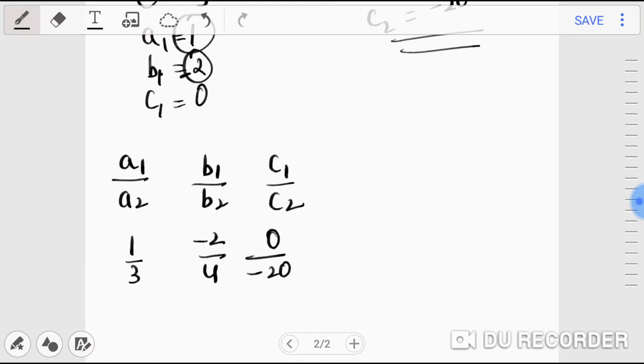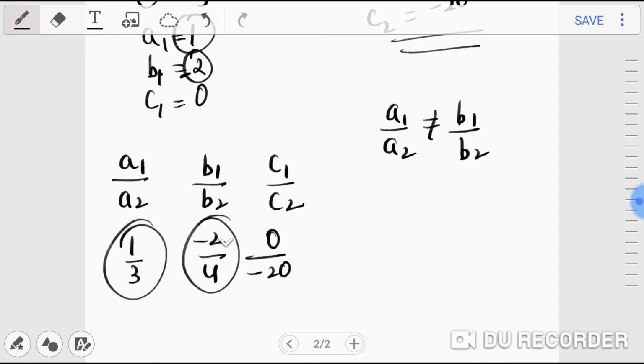Now you have to check, you have to keep comparing your ratios. If your a1 upon a2 is not equal to b1 upon b2, try to understand, if the two ratios are not equal, then these kinds of lines that you graph for these equations will be intersecting lines.